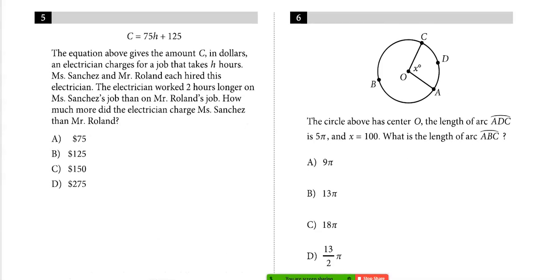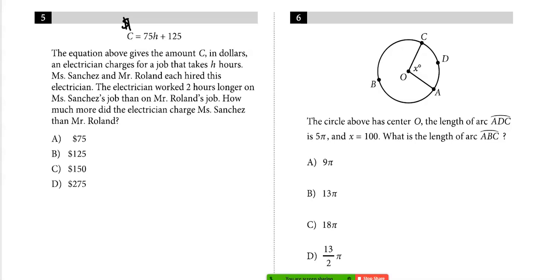Number 5, this is the opposite of what we just did. This is interpreting a linear model. We don't have to construct it, but we have to interpret it. They give me the model. I just got to use it. Equation above gives the amount of cost in dollars. So this is our money. An electrician charges for a job. The job takes 8 hours. Sanchez and Roland each hired the electrician. The electrician worked 2 hours longer for Sanchez than Roland.